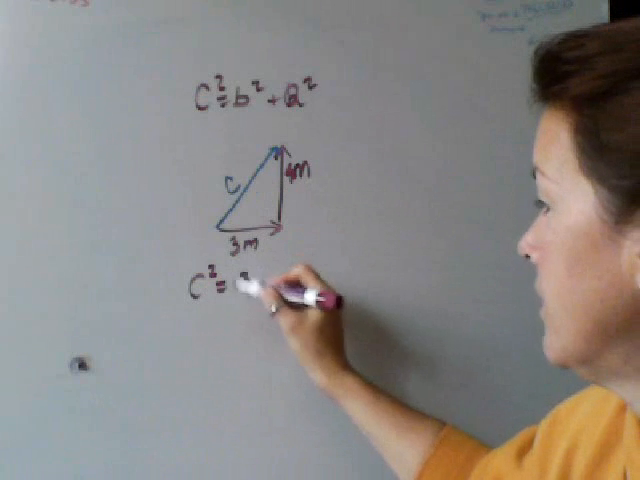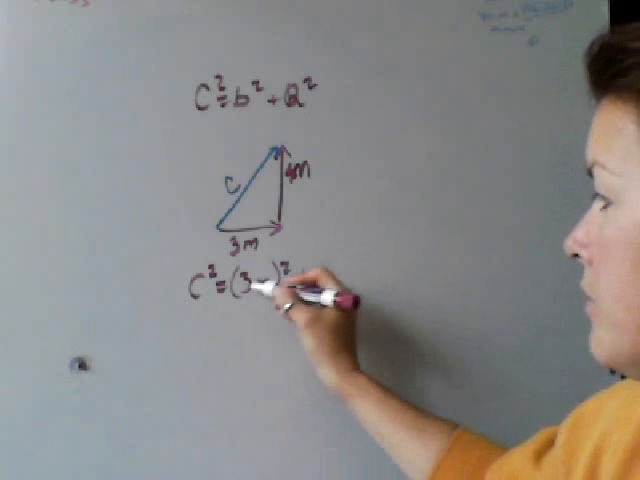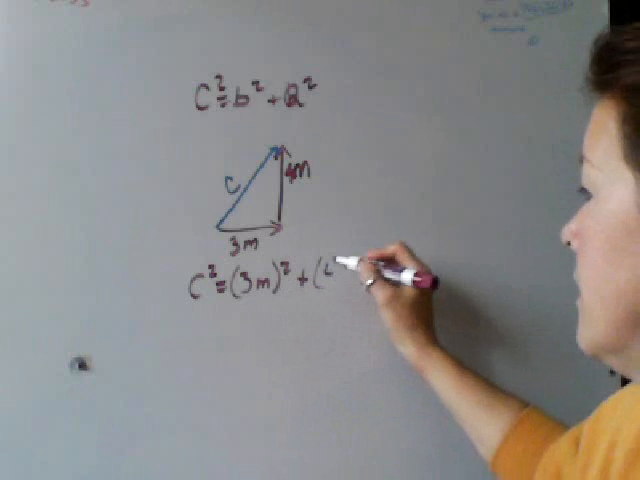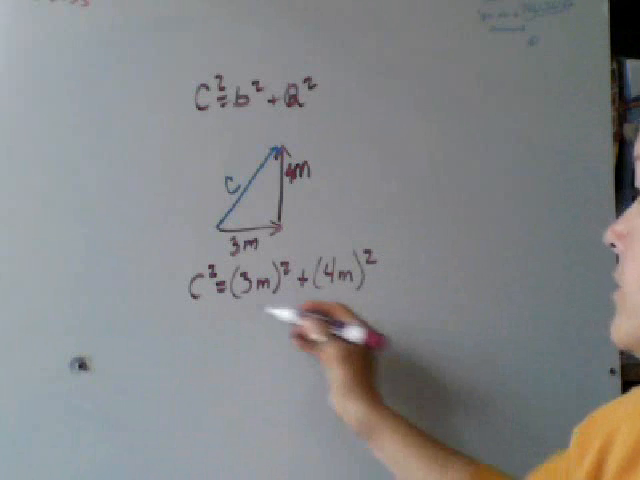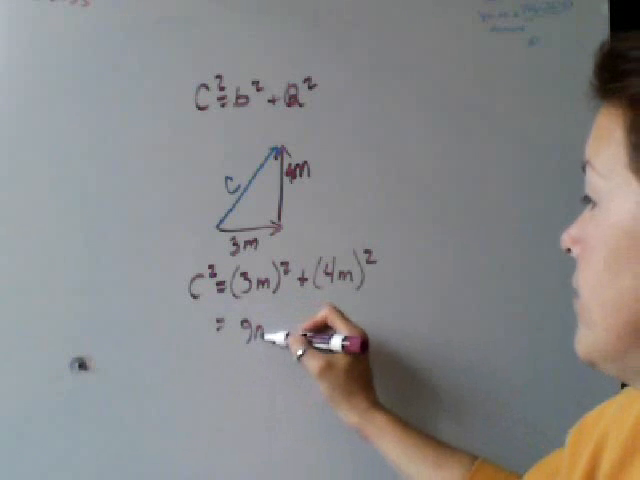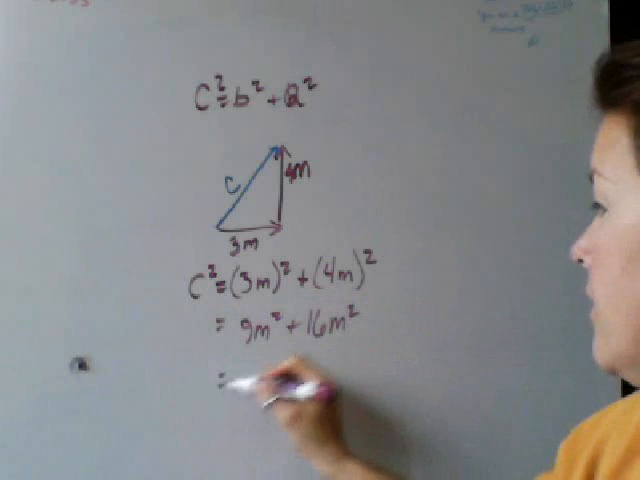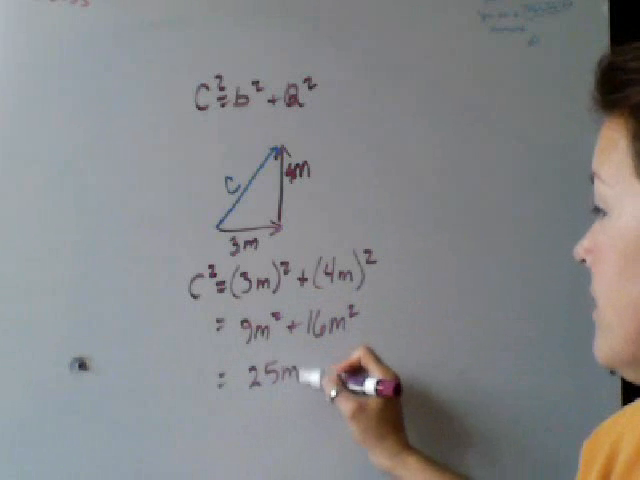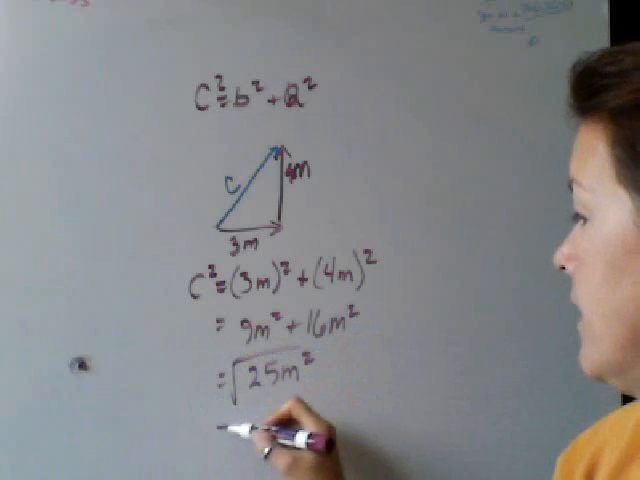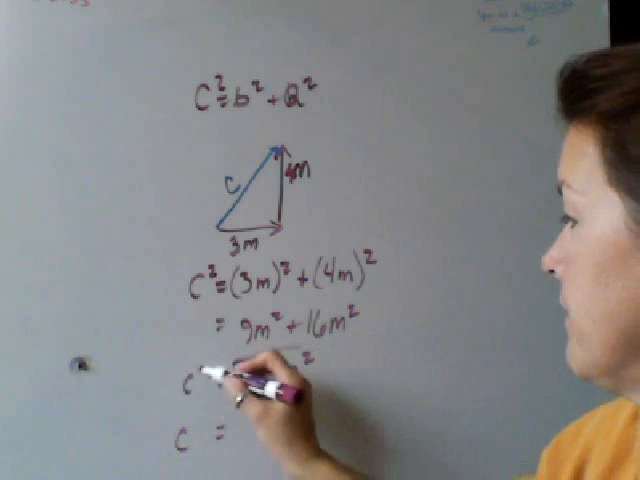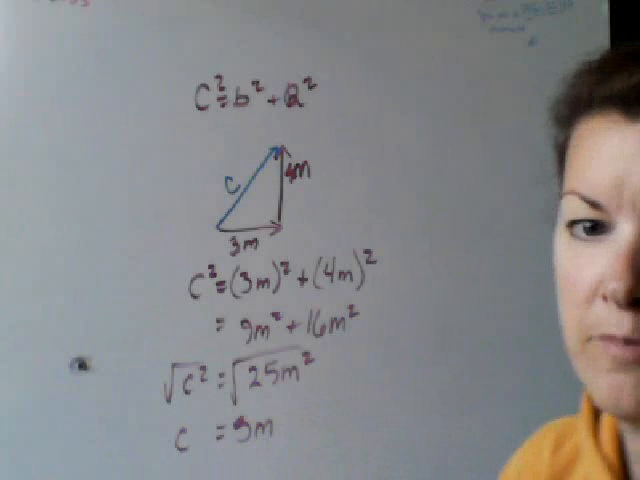be equal to 3 meters squared. Remember to put it in your parentheses so that you're squaring the number and not just the unit, plus the sum of 4 meters squared. So that would equal 9 meters squared plus 16 meters squared, which would equal 25 meters squared. And then we take the square root of both sides. We know that C is equal to 5 meters.